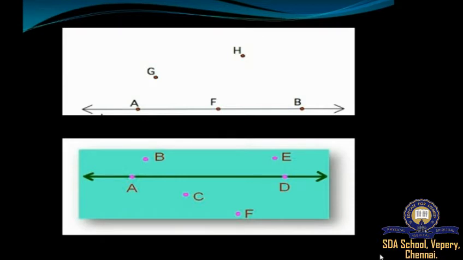Look at the second example. You could see that only A and D are lying on the same line, right? Points B, E, F and C are scattered. So such points are called non-collinear points. Understood, students? So what are collinear points? A group of points that lie on a same line is said to be collinear points.